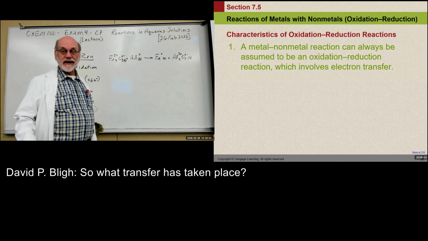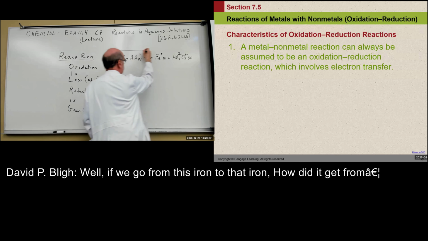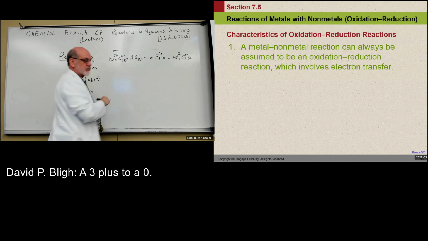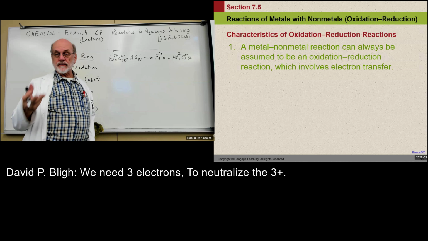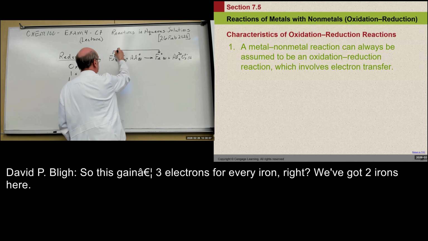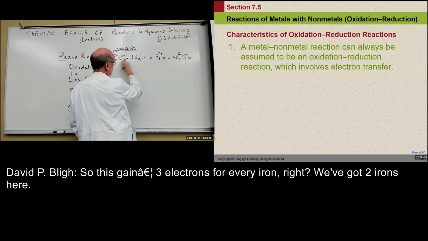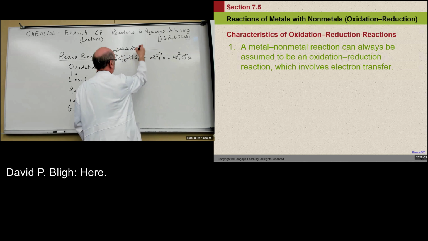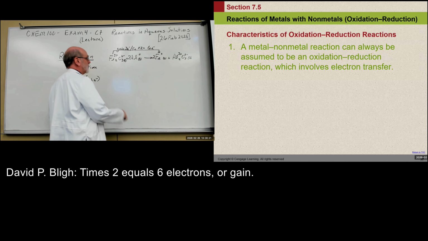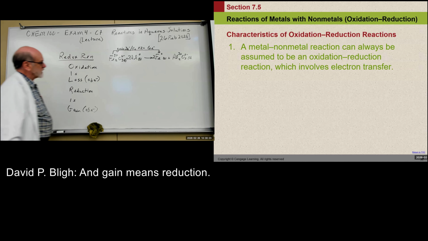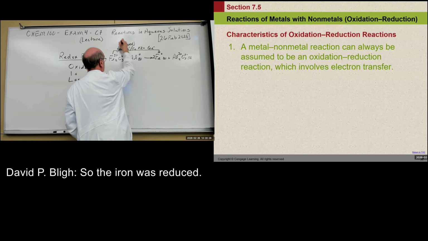So what transfer has taken place? Well, if we go from this iron to that iron, how did it get from a 3 plus to a 0? We need 3 electrons to neutralize the 3 plus. So this gained 3 electrons for every iron. We've got 2 irons here, times 3 equals 6 electrons gained. And gain means reduction. So the iron was reduced.